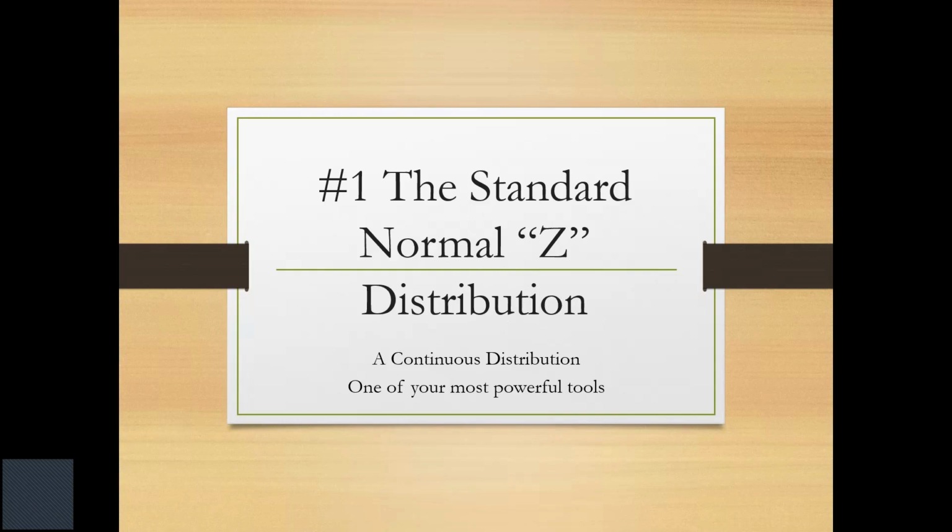mapping these ideas to probability. In order to do this, we need some kind of model that we can follow. And the model is the standard normal or Z distribution. This is a continuous distribution, and it's one of your most powerful tools.